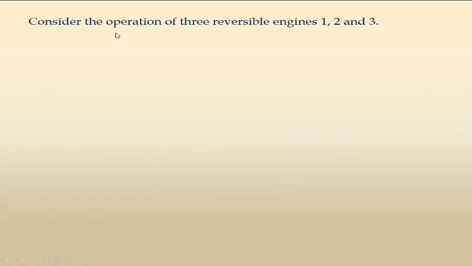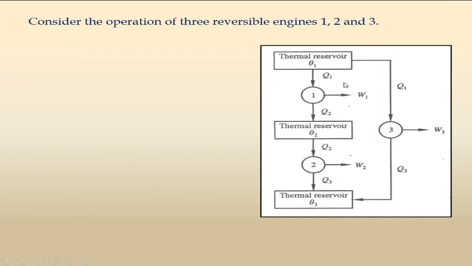Now I am going to consider the operation of three reversible engines 1, 2 and 3. Engine 1 works between the temperatures theta 1 and theta 2. It will take Q1 amount of heat, reject Q2 amount of heat, and convert energy into work, generating a work of W1. The second engine works between theta 2 and theta 3. It will take Q2 amount of heat, reject Q3 amount of heat, and generate a work of W2. And we have the third engine, which is working between theta 1 and theta 3.